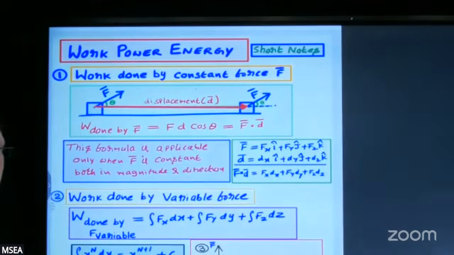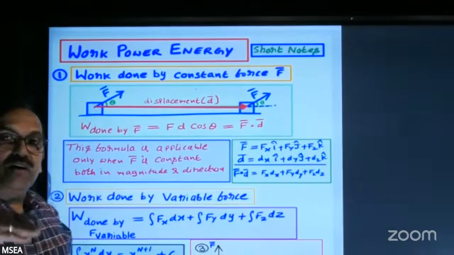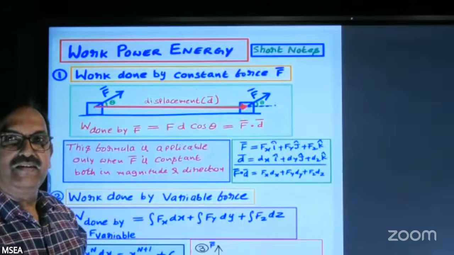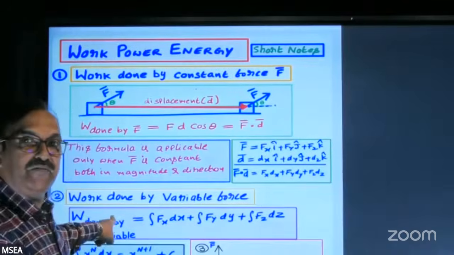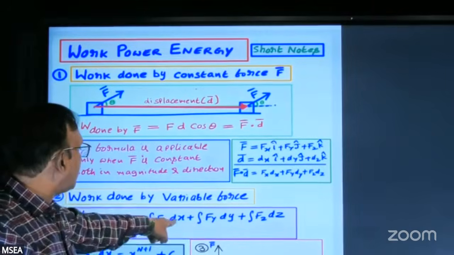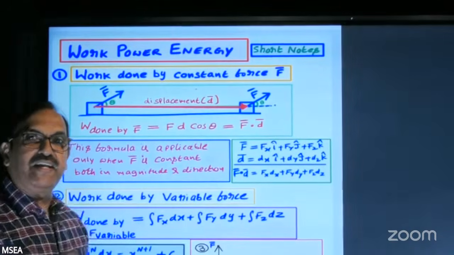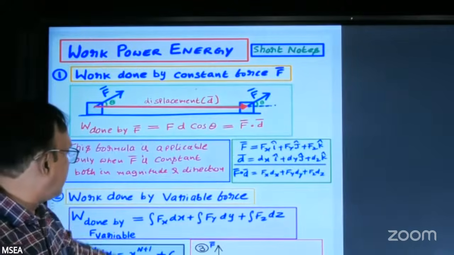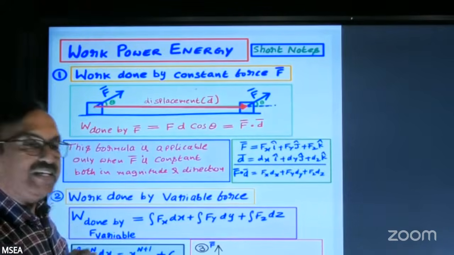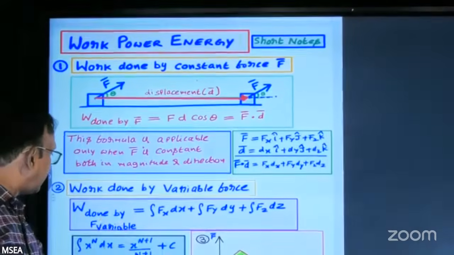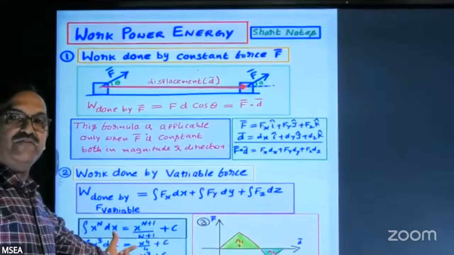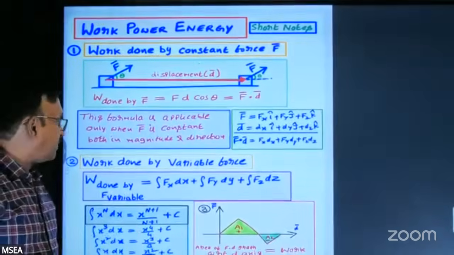If the force is not constant but variable, then you have to go for integration there, and work done by variable force comes out to be integral of Fx dx plus integral of Fy dy plus integral of Fz dz. Your teacher has put little bit of efforts to make you recollect the necessary integration there. There's a simple list of integration equations.